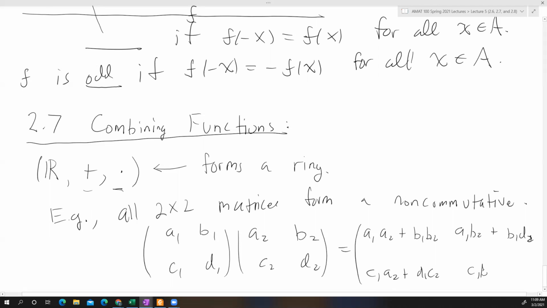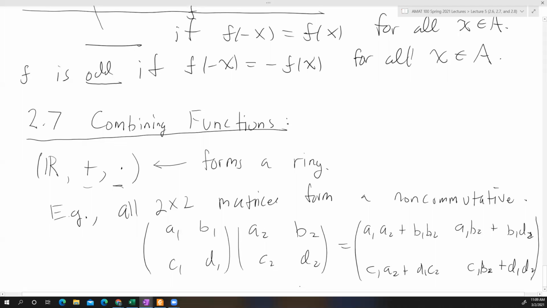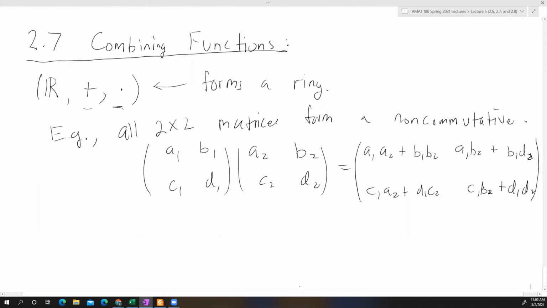And C1, B2, plus D1, D2. So with the ring of matrices, you have addition, which is pretty straightforward. You just add the corresponding entries. And then you have a multiplication, which I've just defined here. And you can show that matrix multiplication is not commutative in general. So this is an example of a non-commutative ring. But this is just a tangent.